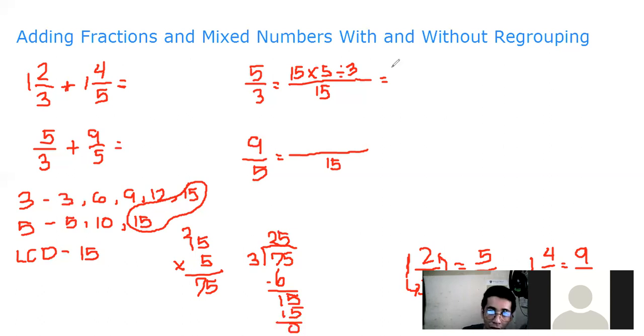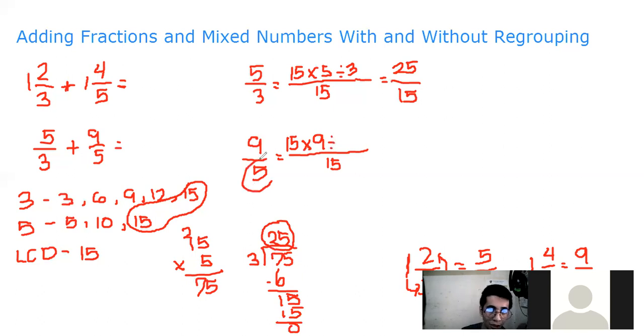So magkakaroon tayo ng 25. Dahil 25 yung naging sagot natin, 25 over 15. Okay? So ito na yung bago natin fraction. Sa una, sa 5 over 3, naging 25 over 15 siya. Dito naman sa pangalawa, copy lang ulit natin kung ano yung nasa denominator natin, iyon yung unang number natin. Then, itatimes natin siya sa numerator natin. Sino ba ang numerator natin dito? Si 9. So, times natin siya kay 9.